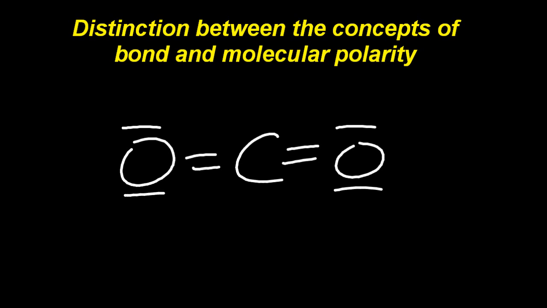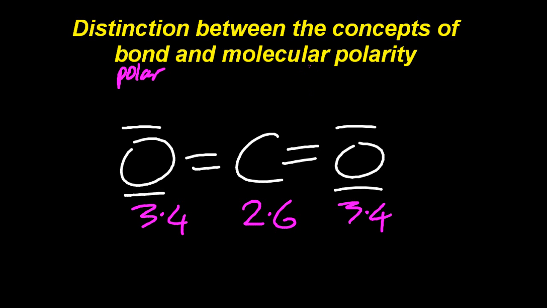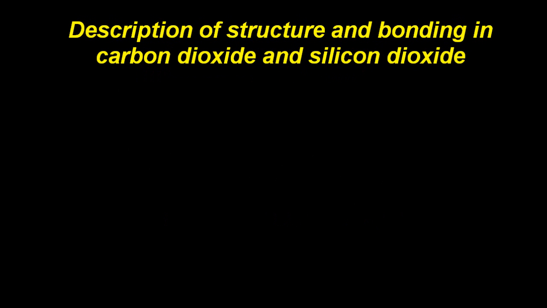Here's the classic example. Carbon dioxide. Looking at the difference in electronegativity, the carbon-oxygen bond is indeed polar. The bond is polar, but the molecule is non-polar because the bond dipoles cancel each other out.